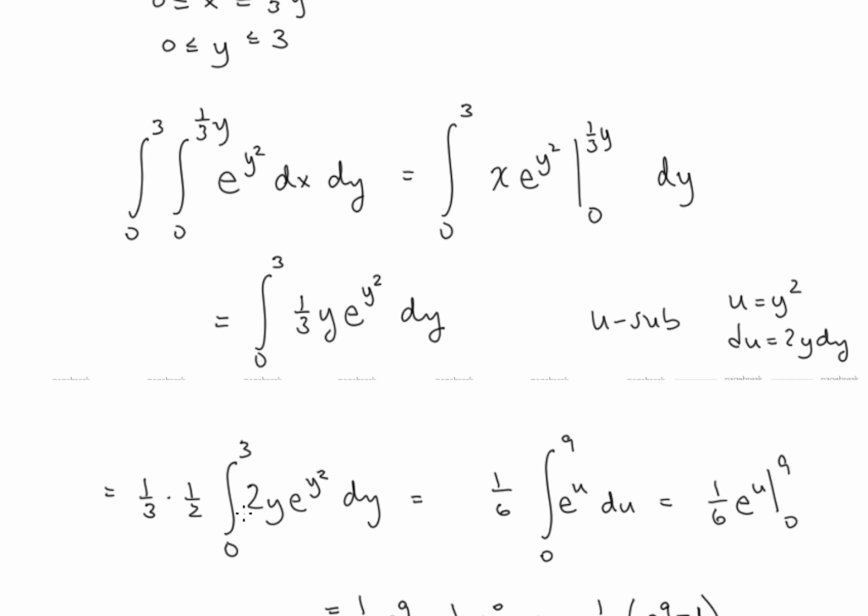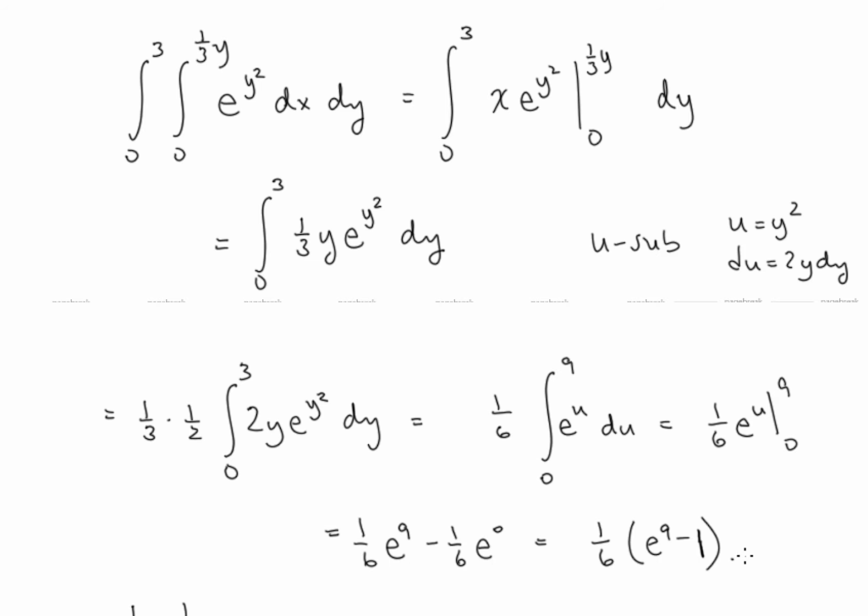This becomes then e to the u du inside our integral. We have a 1/6 on the outside. And notice that these are now bounds on u. Here we had bounds on y. When y is equal to 0, u is also equal to 0. When y is equal to 3, u is equal to 9. So we integrate here, plug in our bounds, and subtract.